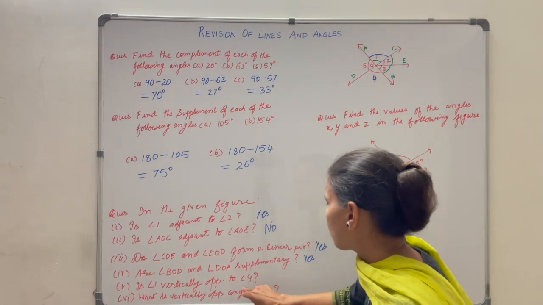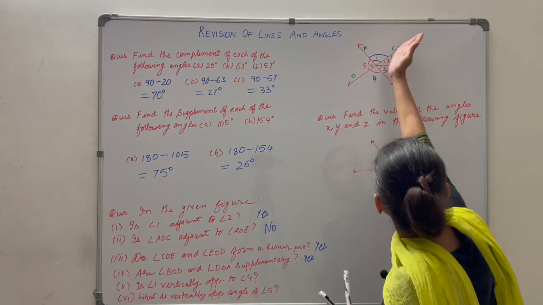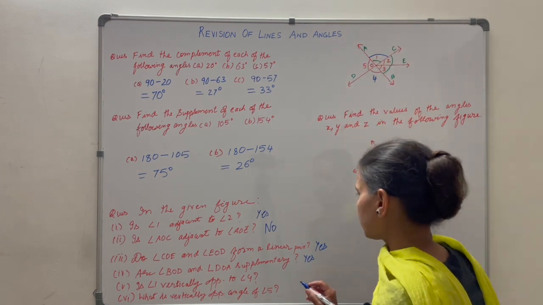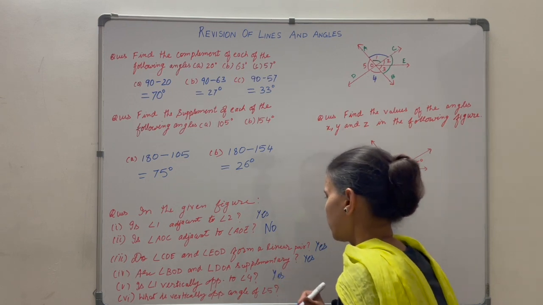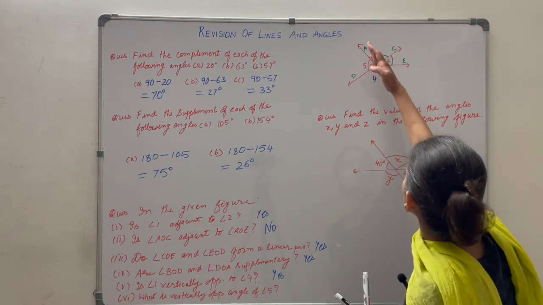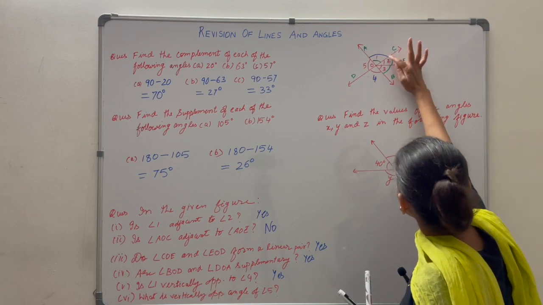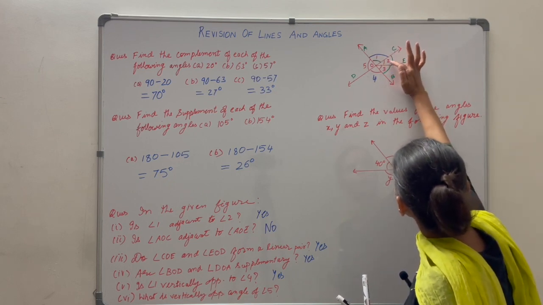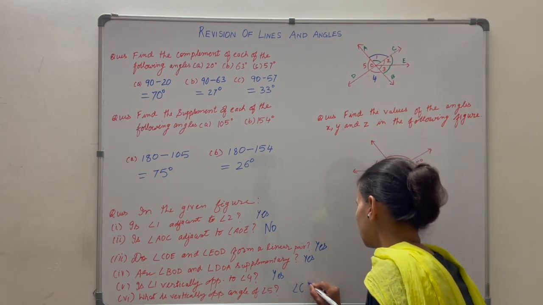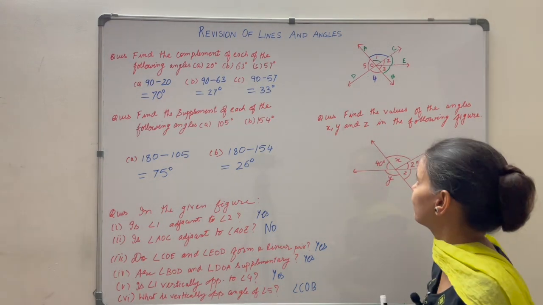Is angle 1 vertically opposite to angle 4? Angle 1 is here, angle 4 is here. This is the straight line and this is the straight line. They are vertically opposite angles. So the answer is yes. What is the vertically opposite angle to angle 5? Angle 5 is here. This is the straight line, and this is the straight line. So what is the vertically opposite angle? This angle. Angle COB is vertically opposite to angle 5.